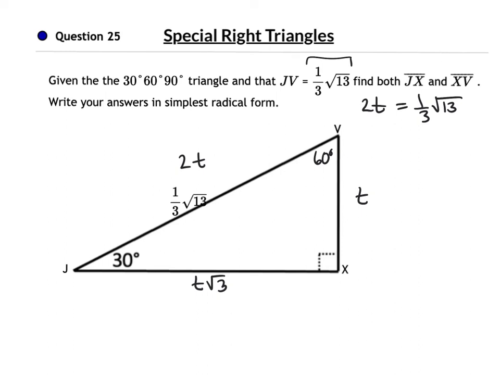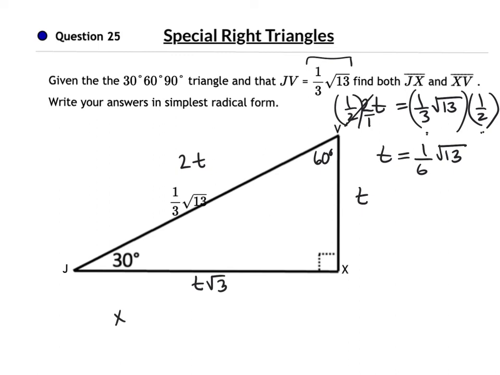Now, rather than divide both sides by 2, because I have a fraction, I'm going to multiply both sides by 1/2. That's just easier. Notice why I do that. These 2's cancel because this 2 is over 1. T will equal, I can multiply my two fractions. They're the same kind of numbers. 1/3 times 1/2 is 1/6 root 13.